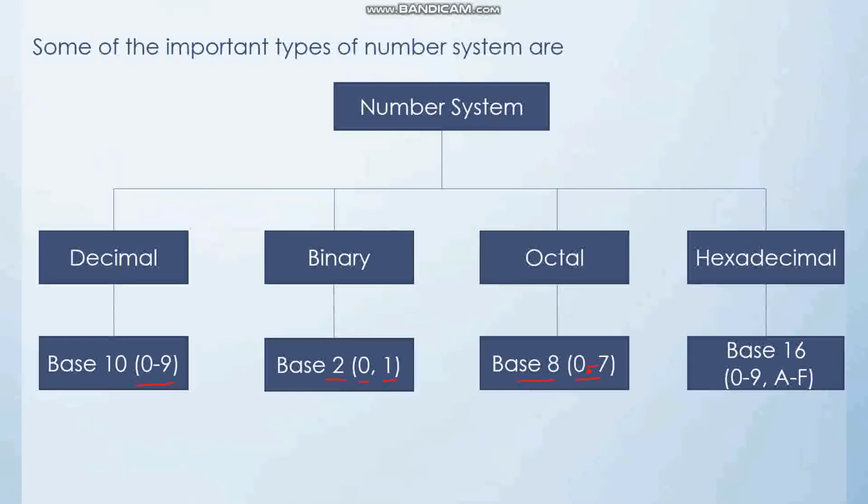And in hexadecimal, the digits are 0 to 9, then A to F. These are a total of 16, so the base is 16. This is how we declare the bases in decimal, binary, octal, and hexadecimal.